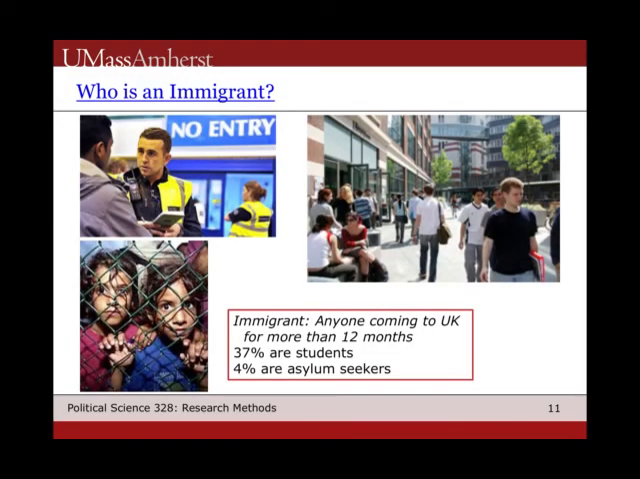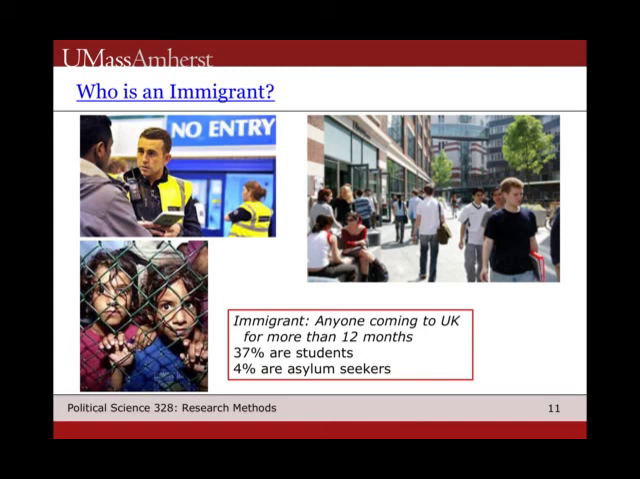So I'm going to give you two real-world examples here of how much this matters, and it's a hot topic right now politically, which is who is an immigrant. A colleague did a study asking people what they think of as who is an immigrant.